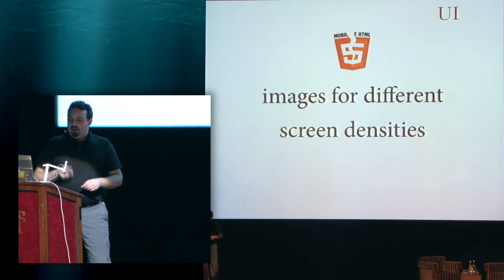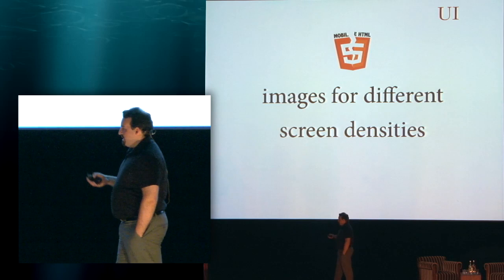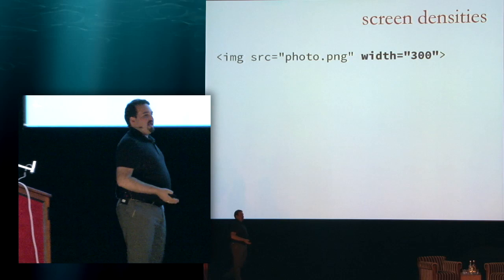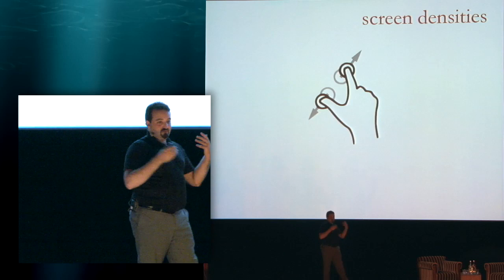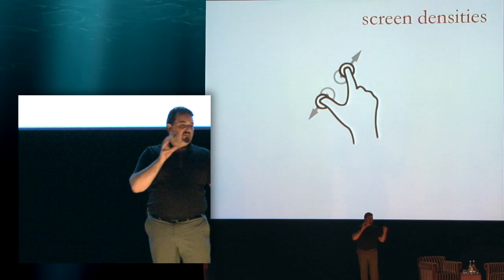OK, I have the last one for UI. This might not be new for you: how to make images for different screen densities, right? So we come back to a simple example, just an image. When we say 300 there, it's 300 CSS pixels. And as we saw before, we will have problems with the pixel ratio. The problem also happens when we zoom in on a page. Sometimes we get a crappy version of the image. We need to try to solve that somehow.